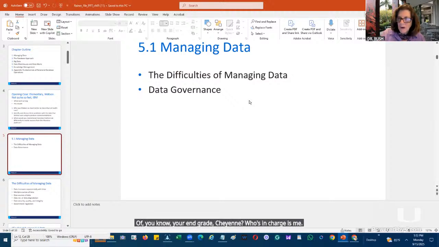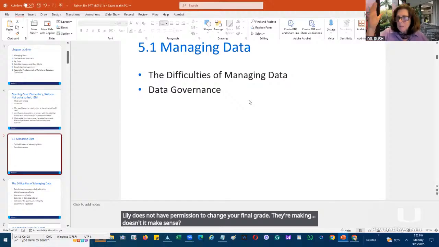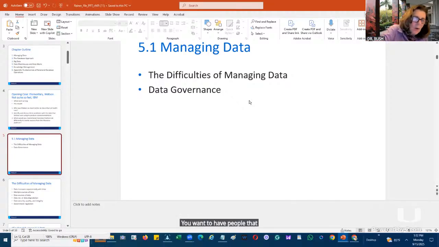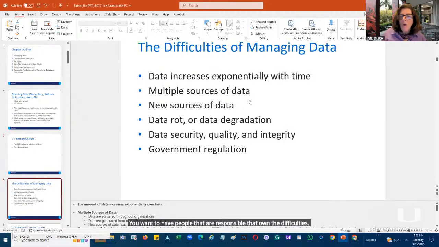Lily can do your grading, but she is not in charge. In order to change your final grade, Lily does not have permission to change your final grade. Doesn't it make sense? You don't want everybody to be able to change. You want to have people that are responsible, that own the difficulties. So one of the difficulties of managing data is that, first of all, there's so much data.